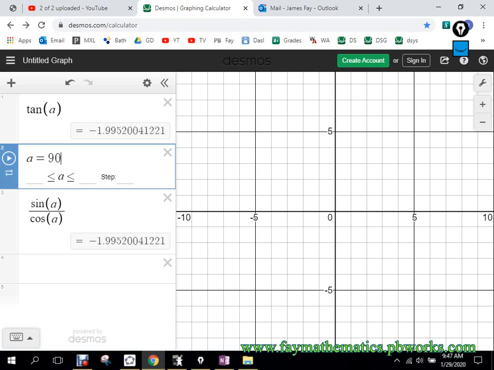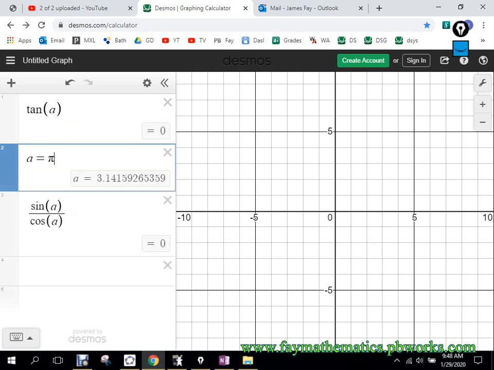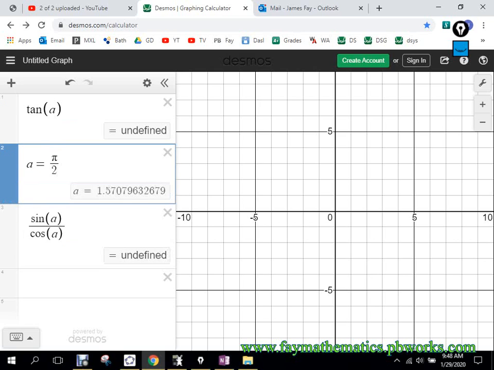Let's see what's going on. I don't know if this is using degrees. This isn't degrees, so let's say pi over 2. They're the same, but they're undefined there. It's because we're dividing by 0. Cosine of pi over 2 is 0, so down here it would be divided by 0, and that's why it's undefined.